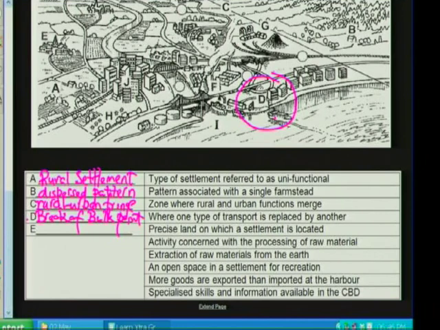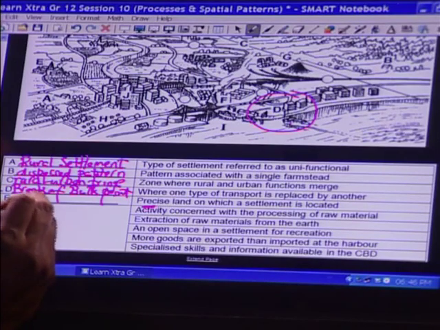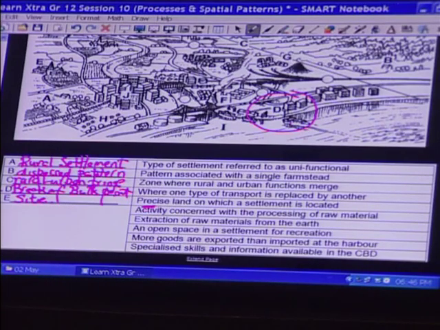And the last one, E, precise land on which a settlement is located. The word precise is also a similar term to describe exact location. So obviously this answer would be E, which refers to the exact piece of land in which a settlement occurs. That was an easy question.